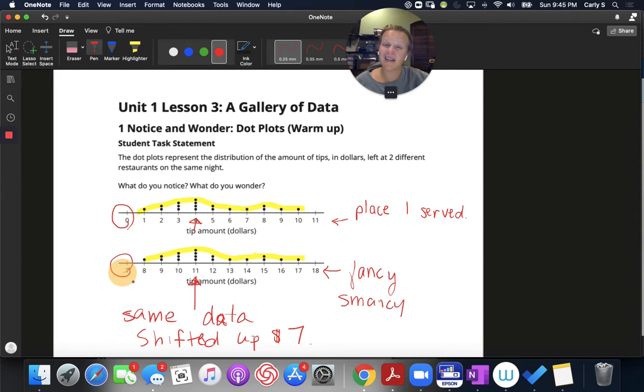We could wonder things like, what's a box plot of this data look like? But we know how to do that because we did that in lesson 2. We used our fancy dancy calculators to get the 5-number summary, and that's what you need for a box plot. And I don't know, if I look at this one, like, what does a dinner cost? What would the dinner cost that gets a $17 tip?